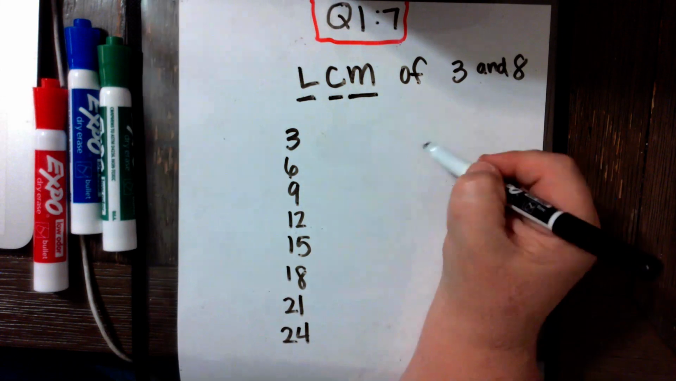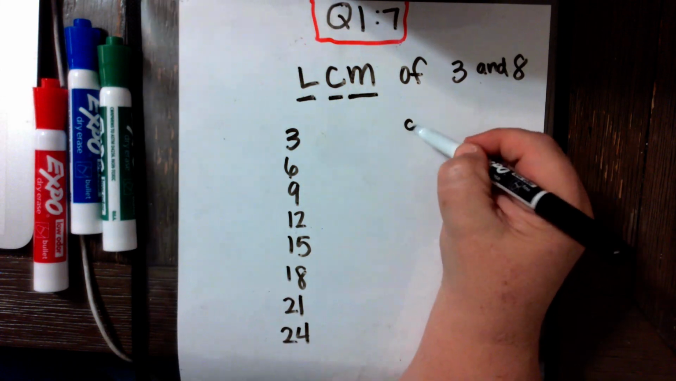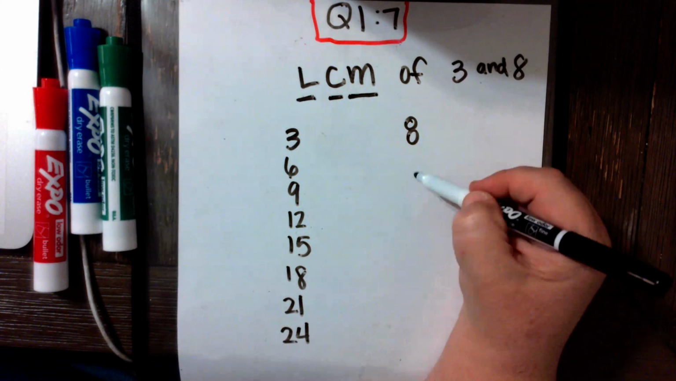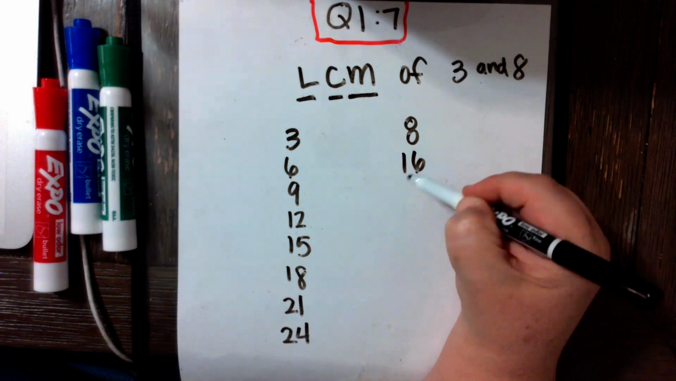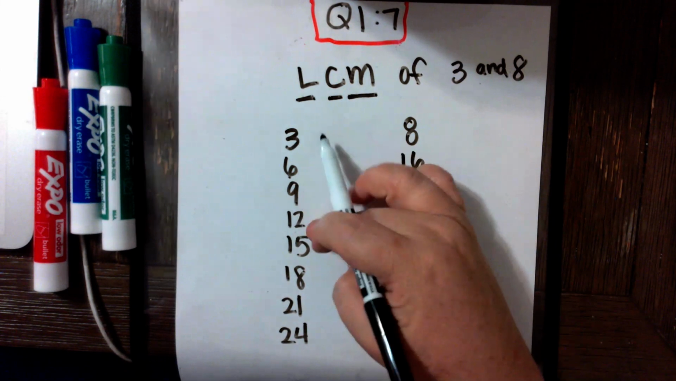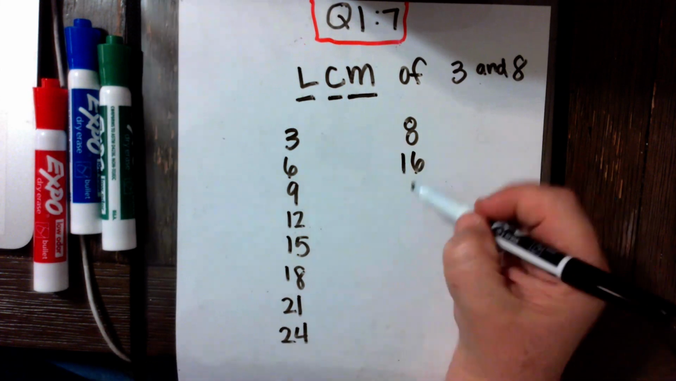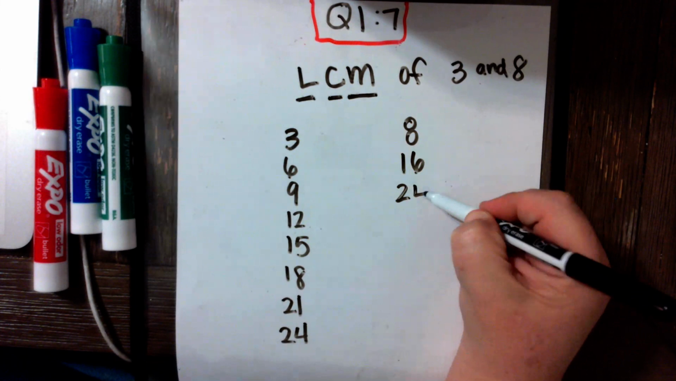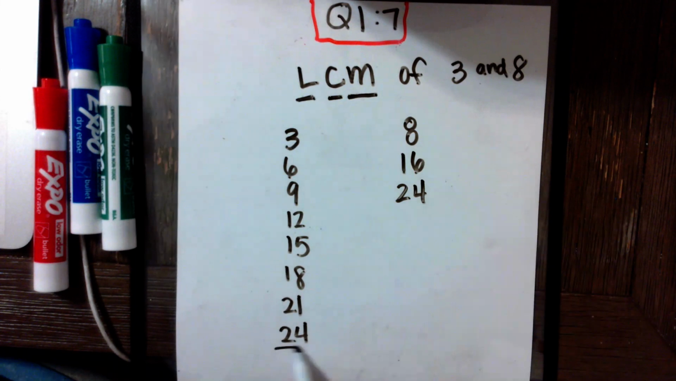So let's see if that's the first one we run into. All right, so with 8, we'd have 8. Then we'd have 16. I don't see a 16 over here. Oops. The next one, 8, 16, 24. So 24, in fact, is the least common multiple. It's the first one we run into. So 24 is our answer there for number 6.